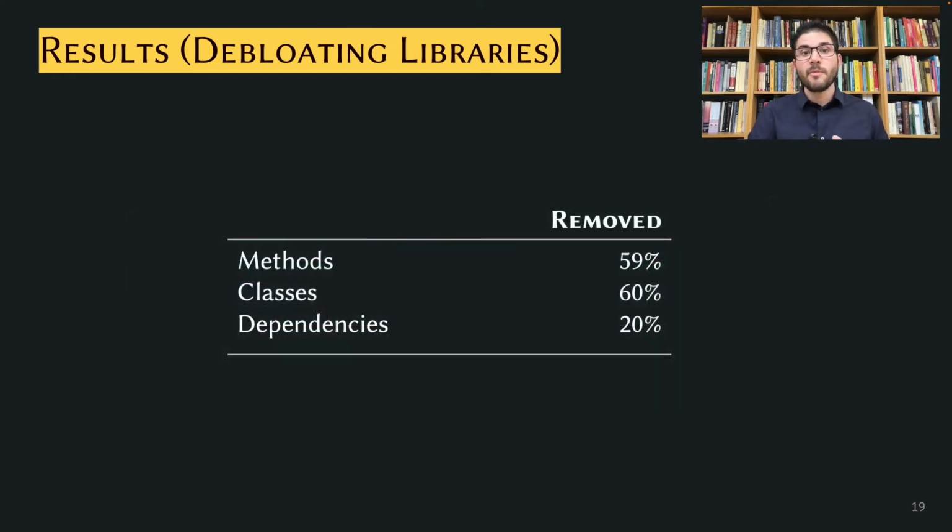We measured the number of methods, classes, and dependencies removed in the successfully debloated libraries. JDBL removed 59% of methods, 60% of classes, and 20% of dependencies in our dataset. This result confirms the relevance of the coverage-based debloating approach for reducing the unnecessary bytecode of Java projects while preserving the original correctness.